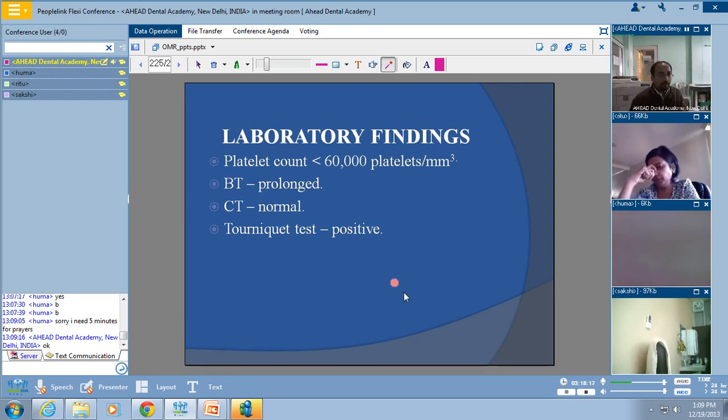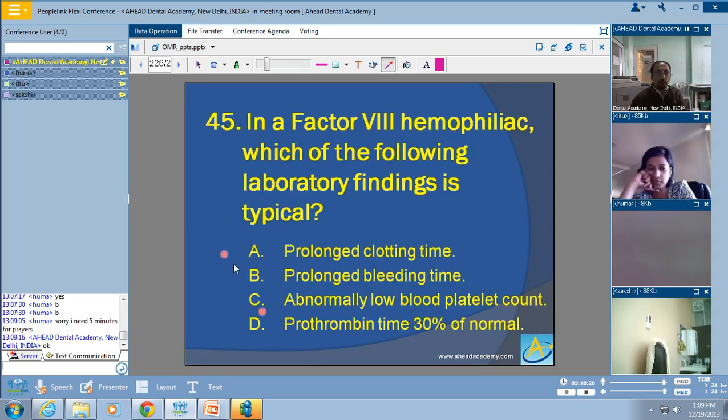Question 45: in factor 8 hemophilia, which of the following laboratory findings is typical? Remember, I told you something about bleeding time. Bleeding time has absolutely no relation with your clotting factor. It has a relation only with platelet disorders. So is hemophilia a problem of platelets? No. So what is it? Basically, it's a disorder of factor 8 deficiency.